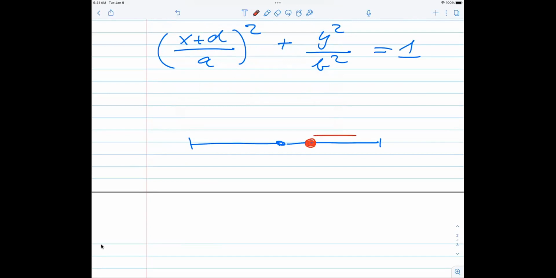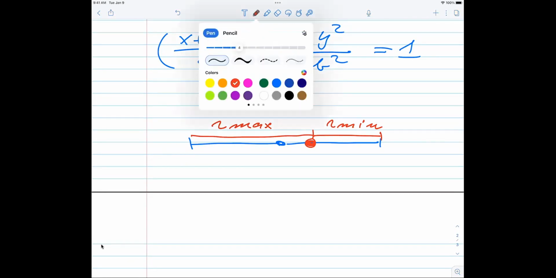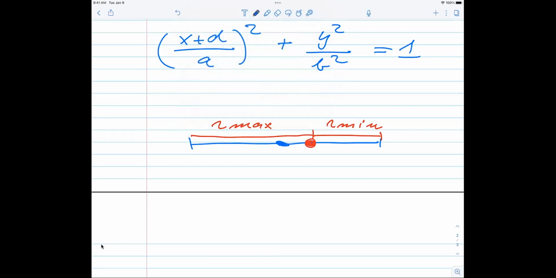And this distance which you see out here is the one which we called R-min on Wednesday. And the distance which you have over here is the one which we called R-max, the maximum radius. So this is the aphelion. R-min is the perihelion. This is the center, which is actually the same distance between the two points.